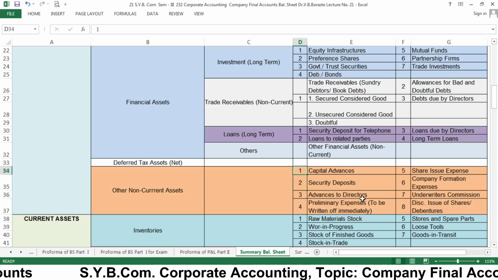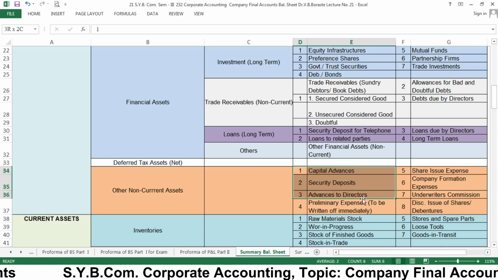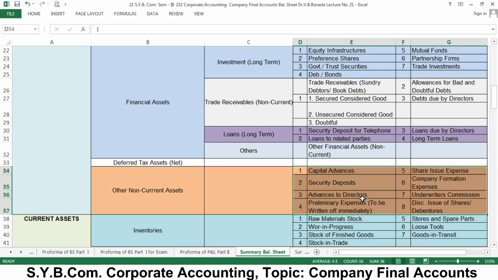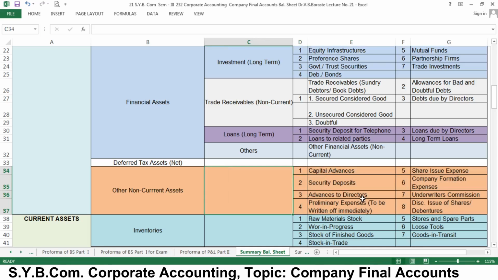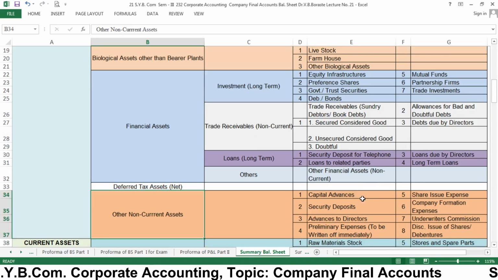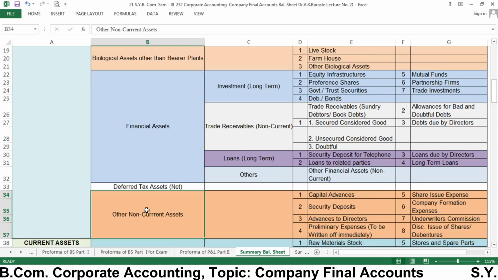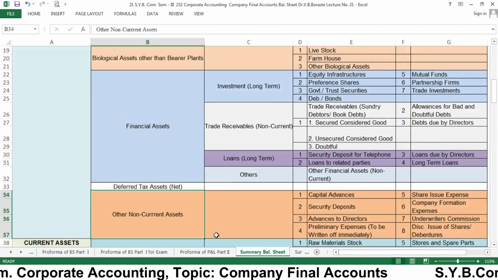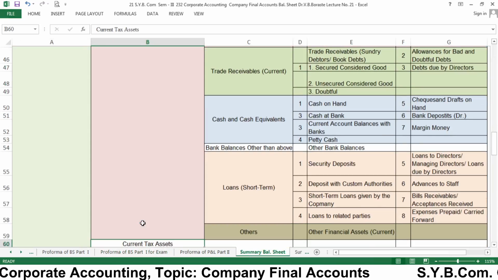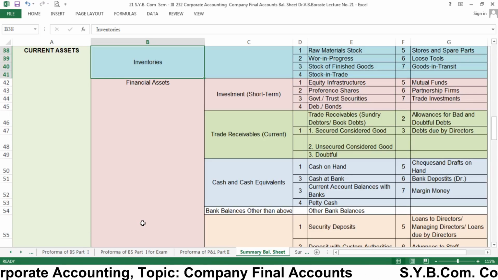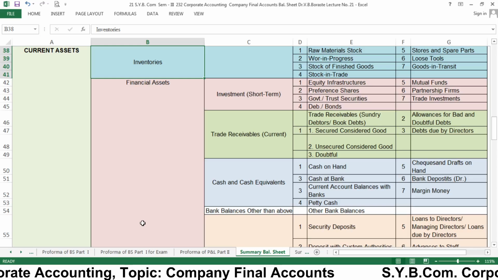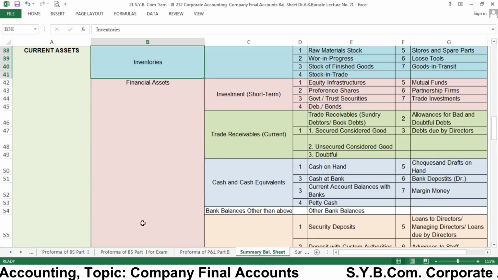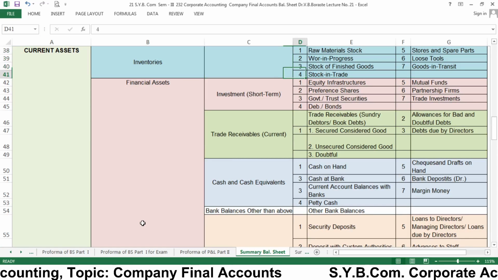Here, capital advances, security deposits, advance to directors, preliminary expenses to be written off immediately, share issue expenses, company formation expenses, underwriter commission, and discount on issue of shares, etc., we have to mention under the head other non-current assets. After that, you can see in the pro forma of the balance sheet, current assets. So what are current assets? We have to mention here current assets, which are categorized as investments, financial assets, current tax assets, and other current assets. So under the head, inventories, raw material is there.